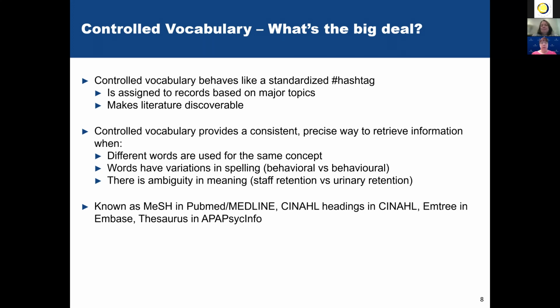And as I've said before, we're just repeating down the final bullet here. It's MeSH in PubMed, CINAHL headings in CINAHL, Emtree in Embase, thesaurus in PsycInfo.